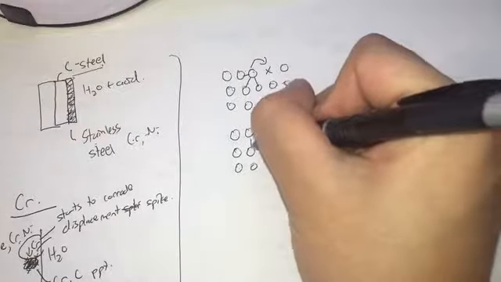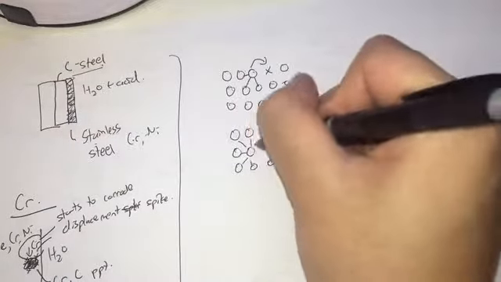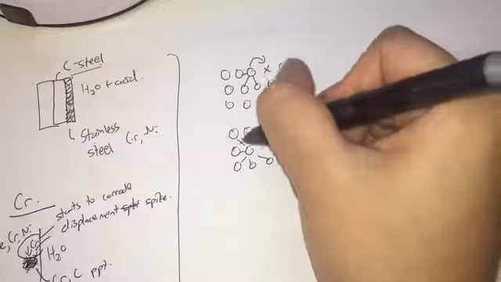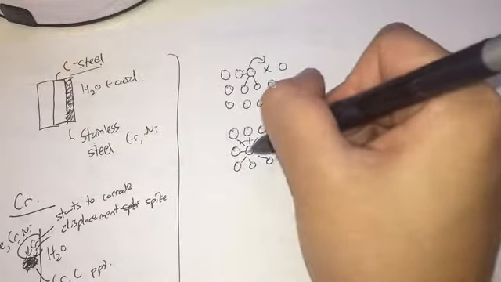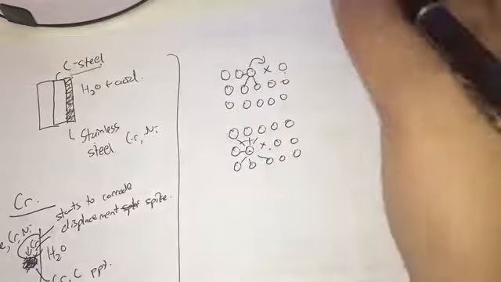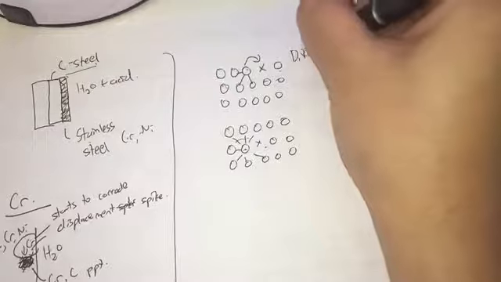For this, you will need to break 1, 2, 3, 4, 5, 6, 7. You need to break all 7 of these interactions for this atom to move from here to here. So in effect, diffusion happens faster at the grain boundaries.